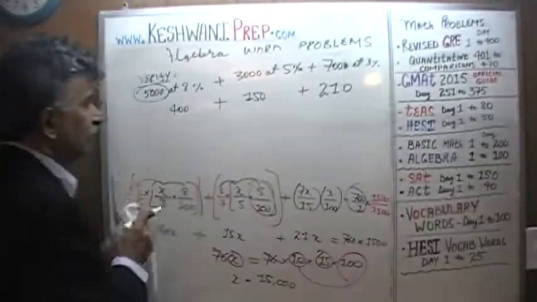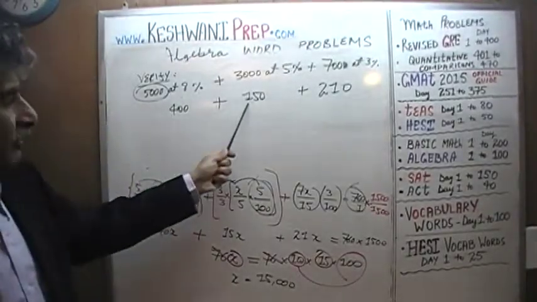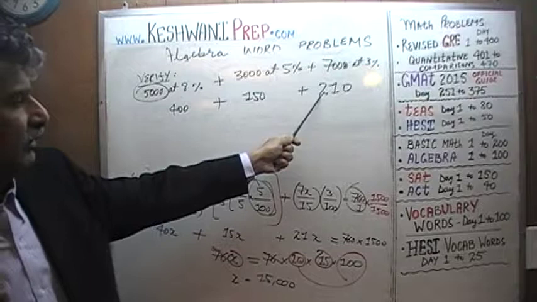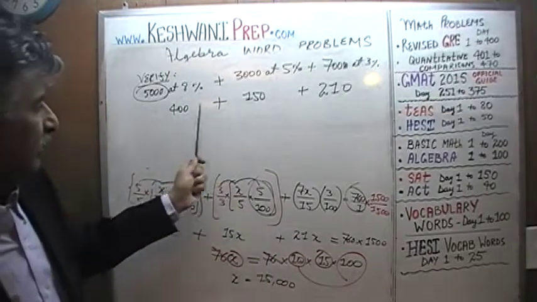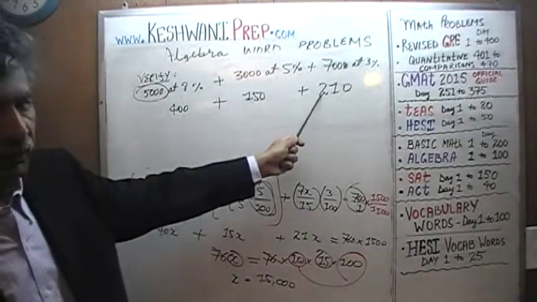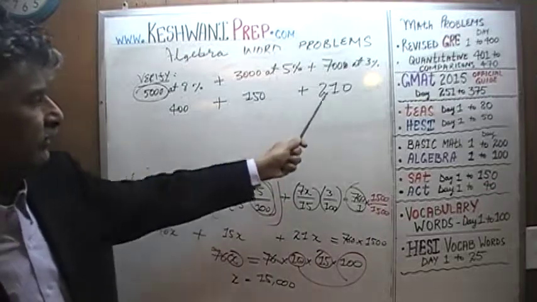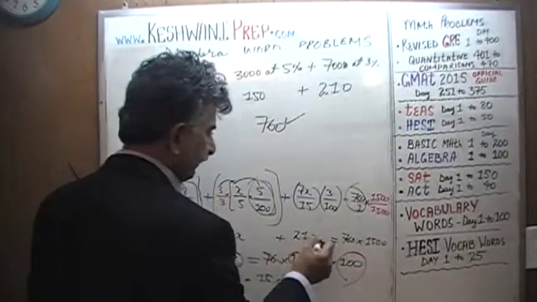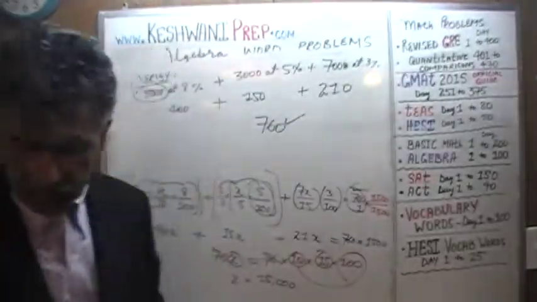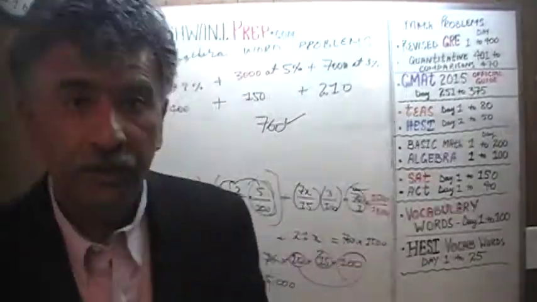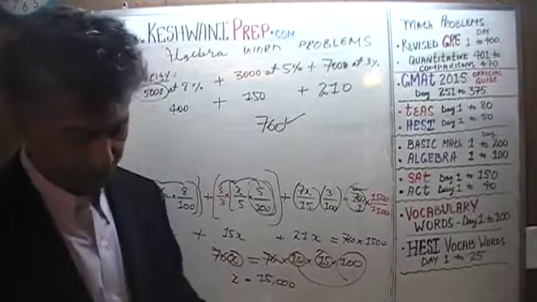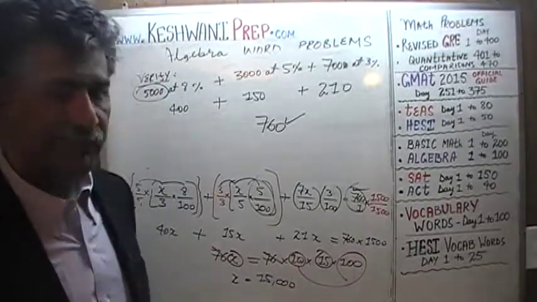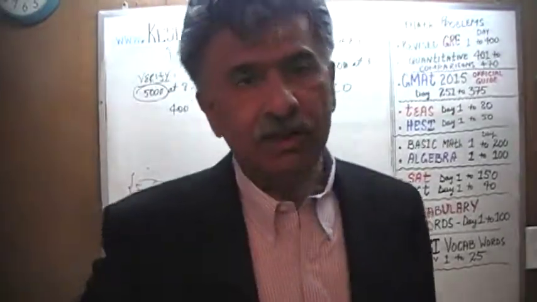400 plus 150. 400 plus 100 is 500, 500 plus 200 is 700, and then 50 and 10 is 60. There you go. Total is 760, which is exactly what the problem tells us, which means that our answer is correct. He invested a total of $15,000 in these three accounts.